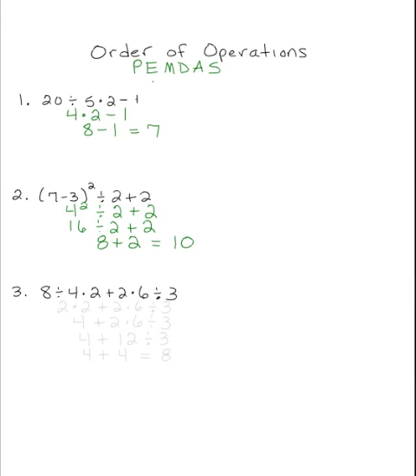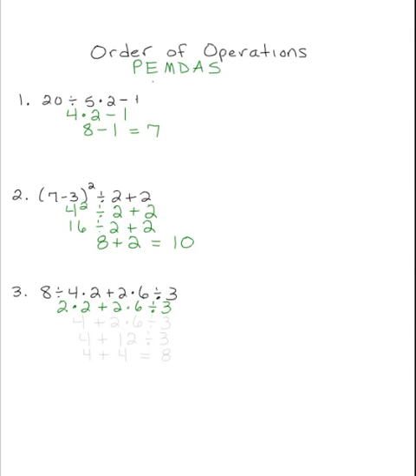Third problem. We have 8 divided by 4 times 2 plus 2 times 6 divided by 3. This one has several steps in the order of operations. But we don't see any parentheses or exponents, so we're going to go right ahead with the multiplication and division. And again, whatever comes first from left to right. So what comes first is the 8 divided by 4. So we will do that. 8 divided by 4 is 2. And again, I write down the rest of the problem exactly the way we see it on the paper.